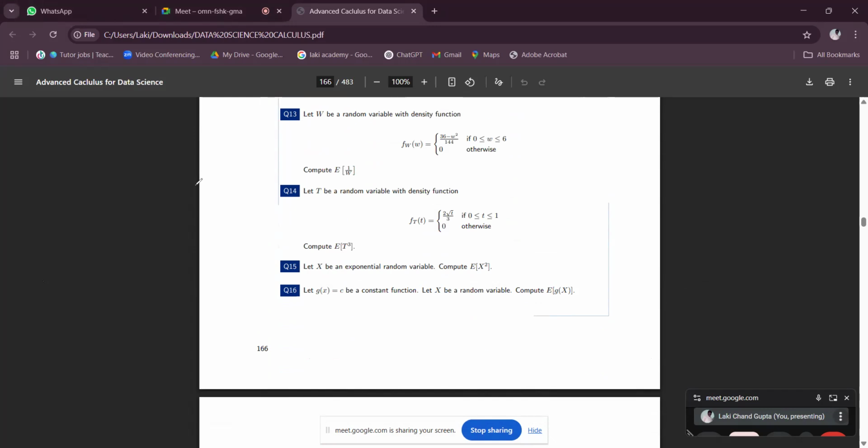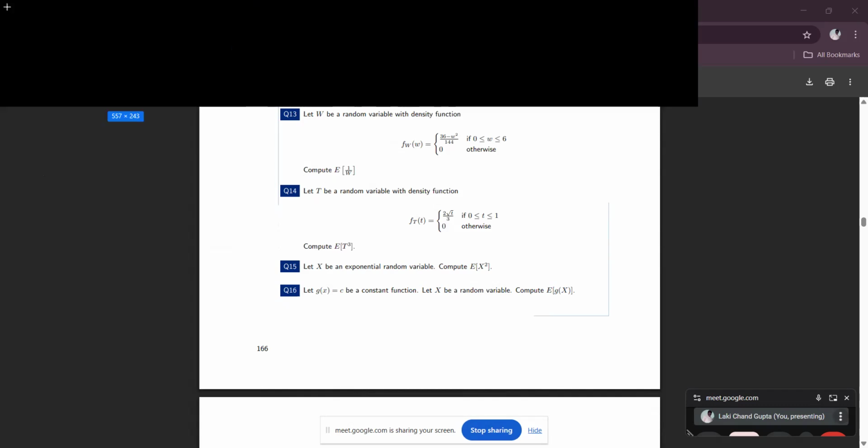You are going to find the expected value of 1/w. Here the function is 1/w, and w is a random variable. So E over W, g(x) is a function. Here the function is 1/w into f of w. That's it.